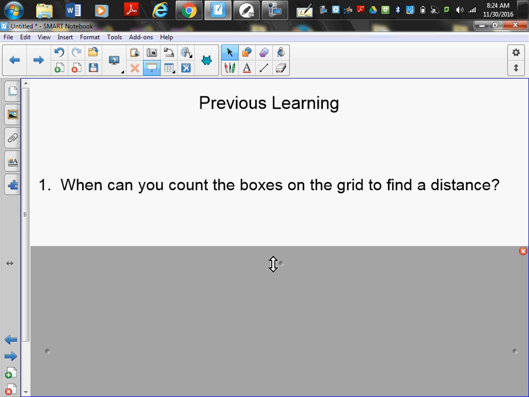Alright, anybody else have an idea? What do you think, Martavius? They call units. We do label them in units, yes. Brittany, tell me one of them. When the line is what? Horizontal. When your line is horizontal. So if you have an exact horizontal line, you can count the boxes.